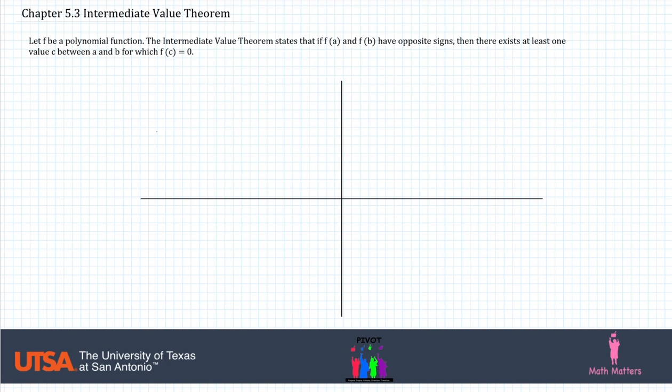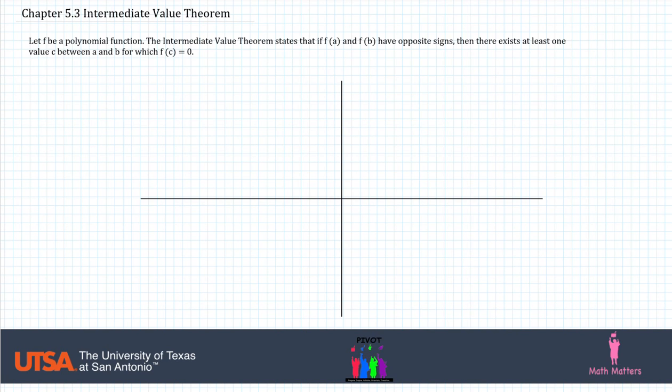So chapter 5.3 goes over the intermediate value theorem. And this theorem states, let f be a polynomial function. The intermediate value theorem states that if f of a and f of b have opposite signs, then there exists at least one value, c, between a and b, for which f of c equals 0.